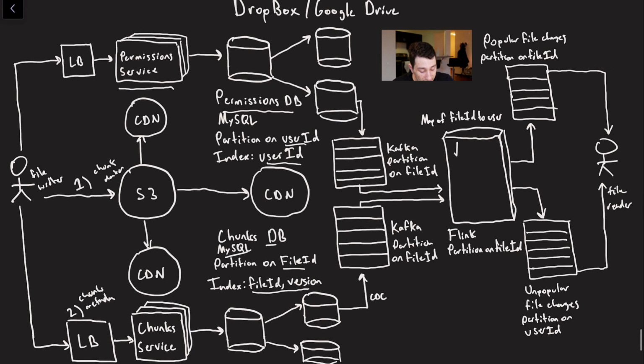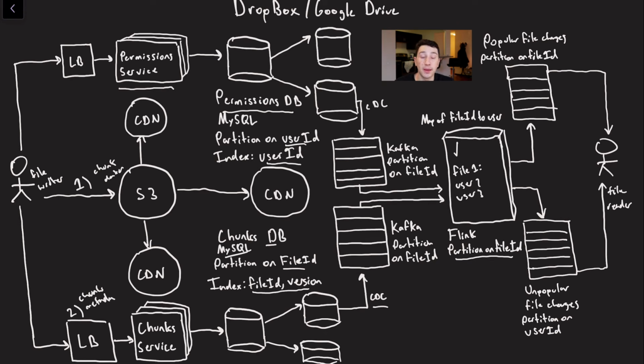So from both of these tables, we are using change data capture to get data into Kafka, which is again going to be partitioned on file ID. And then we are going to get it into Flink, again partitioned on file ID. So if you recall, what that's basically saying is, hey, file number 1 has user 2 and user 3.